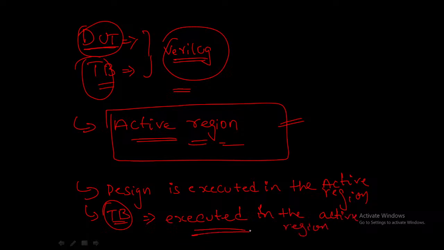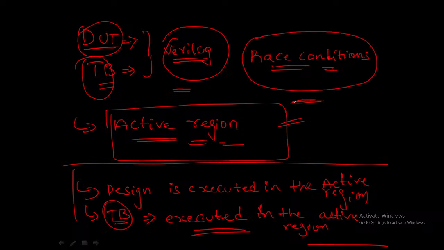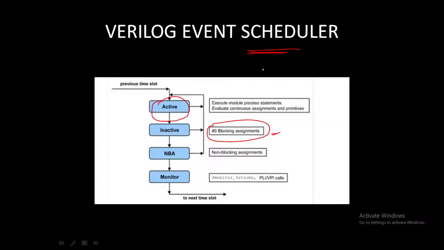This is what happens in the case of Verilog. The design is working in the active region, and the test bench is also executing in the active region. So there might be chances of race conditions in this type of scenario, because the design and the test bench are working in the active region. Because of this, SystemVerilog has some modifications to the event scheduler.